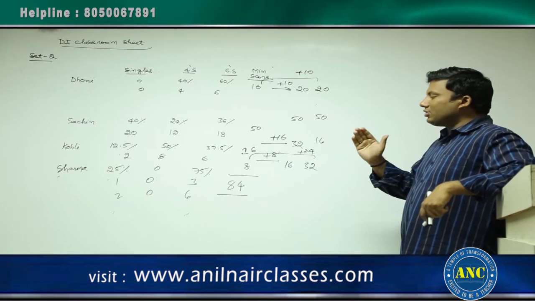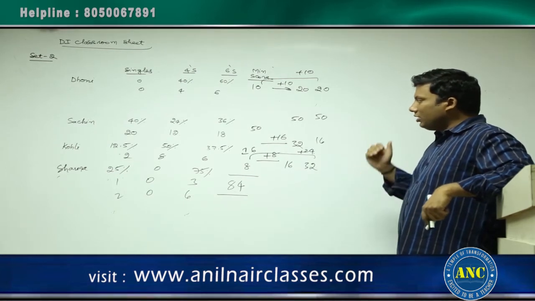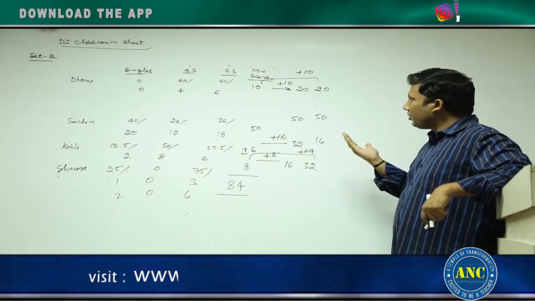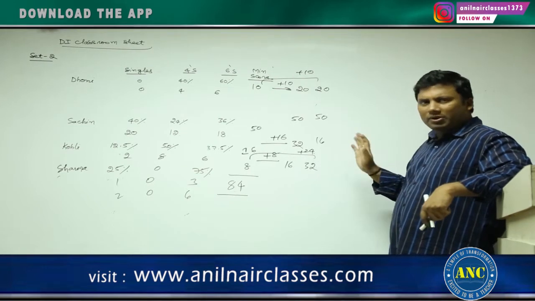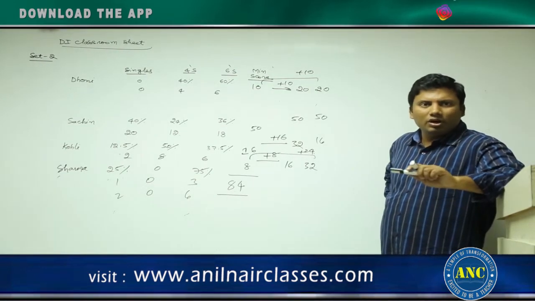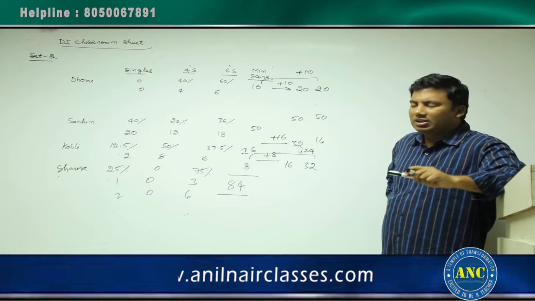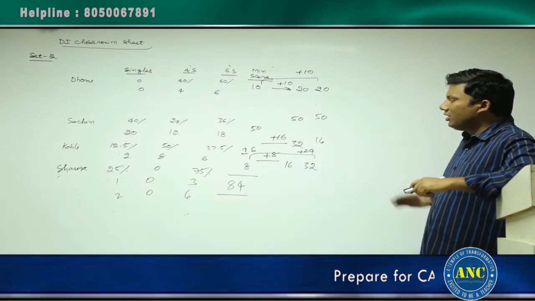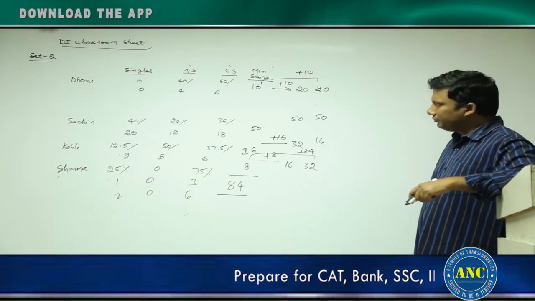Can I take it as 20 plus 14? Not possible. Right, 16 plus 18 is possible. Yes, we have taken. Only 2 possibilities. Only 2 possibilities for the extra 34 runs using multiples of 10, 16 and 8.